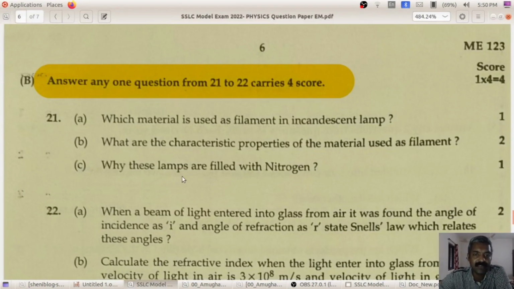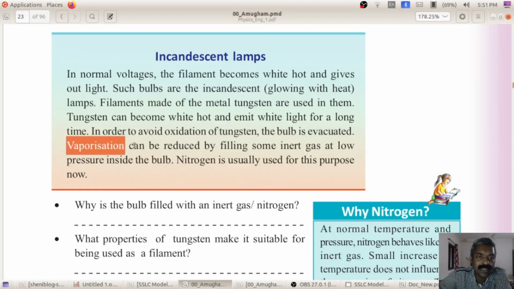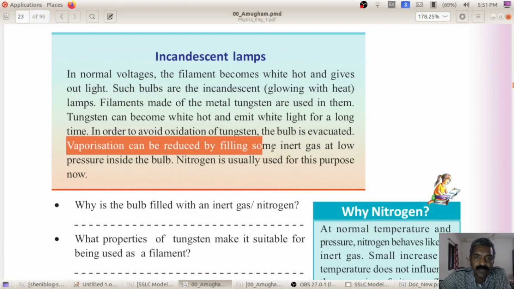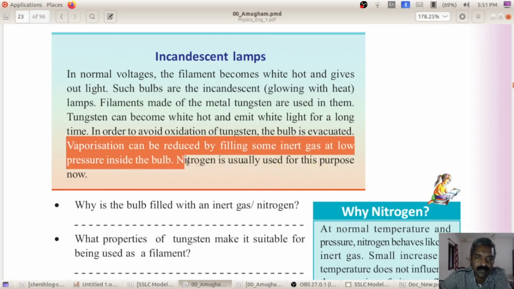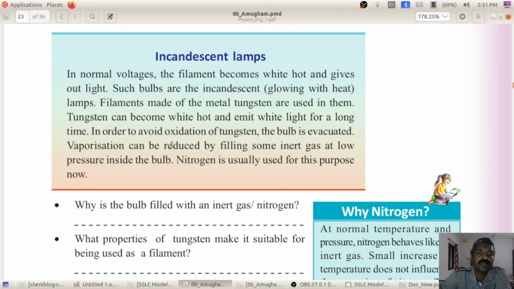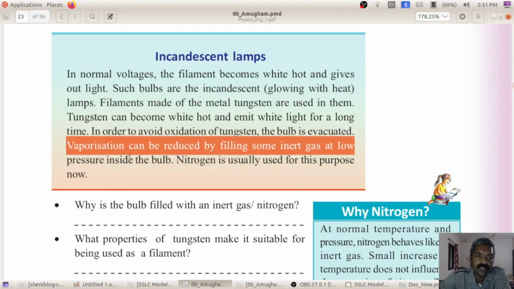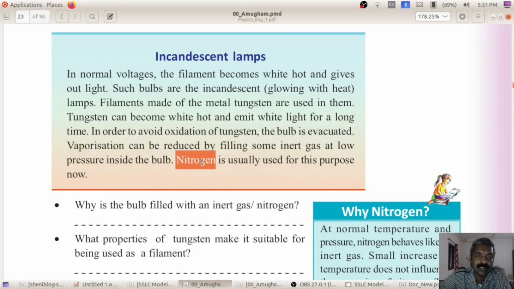Why are these lamps filled with nitrogen? Okay, vaporization can be reduced by filling some inert gas at a low pressure inside the bulb. Nitrogen is usually used for this purpose. So in order to reduce the vaporization, we use nitrogen gas in those incandescent lamps.